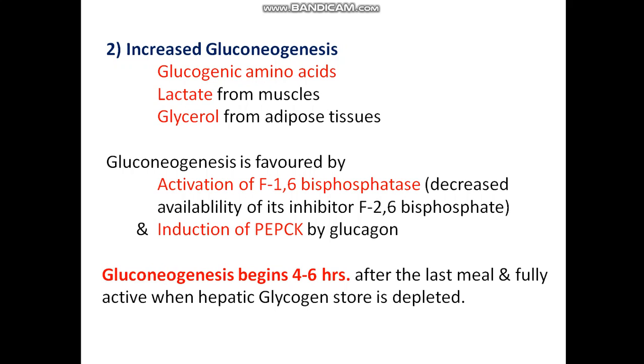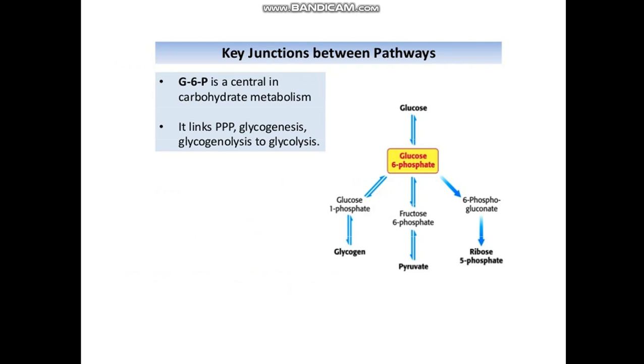And the second is induction of phosphoenolpyruvate carboxykinase by glucagon, which is an enzyme for gluconeogenesis. And this gluconeogenesis begins within 4 to 6 hours after the last meal and is fully active when the hepatic glycogen store is depleted. Again, glucose 6 phosphate is the key point.